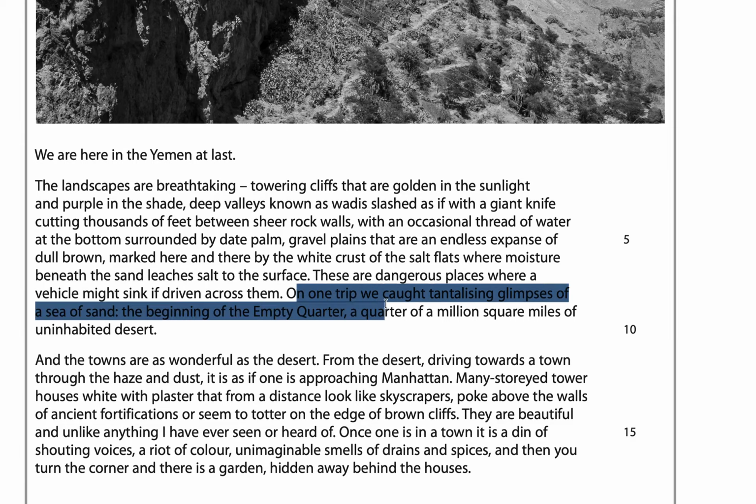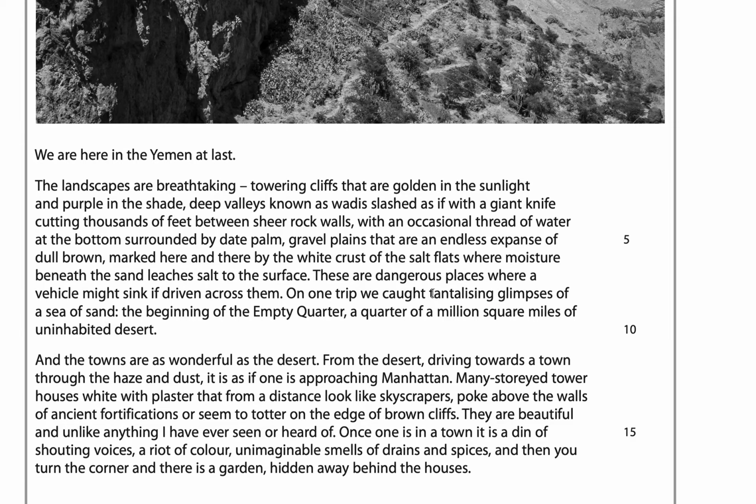Let's read it again. One of the three caught a tantalizing glimpse of the sea. Tantalizing, tantalizing. Should we include it? I think we will include it. The tantalizing glimpse of a sea of sand. Again, we get a sibilance. The beginning of the Empty Quarter, a million square miles of uninhabited desert. Wow, this number tells you how big and vast the desert is, and it's uninhabited, meaning it's isolated. Nobody lives here.